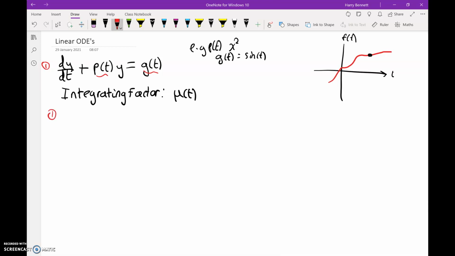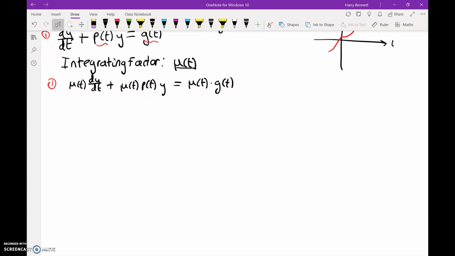We're going to take equation one and multiply everything in it by mu of t, so multiply the left hand side and the right hand side. So what do we get? We get mu of t times dy by dt plus mu of t times p of t times y equals mu of t times g of t. That's what we obtain next.